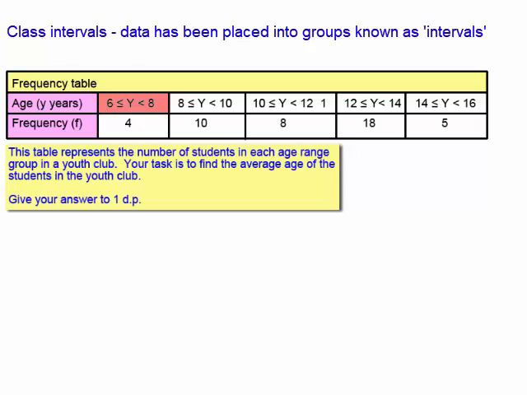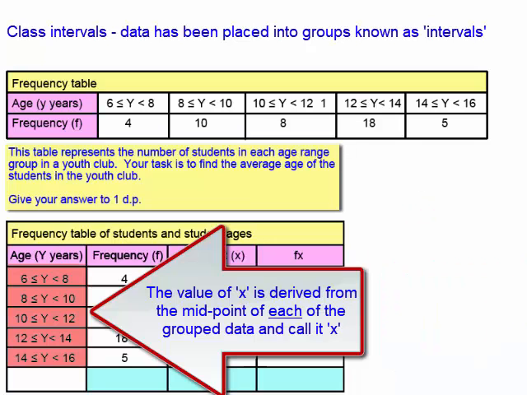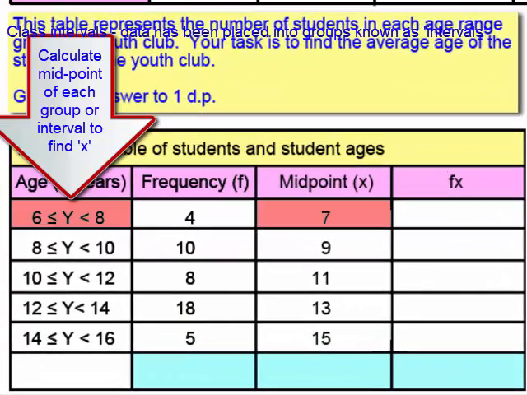In this example, the class intervals are between 6 and 8 years, 8 and 10 years, 10 and 12 years, 12 and 14 years, and 14 and 16 years. When we deal with grouped data like this, the exact value of x is not known. In this event, we take the midpoint of each of the grouped data and call it x. So the midpoint between 6 and 8 is 7, the midpoint between 8 and 10 is 9, the midpoint between 10 and 12 is 11, between 12 and 14 is 13, and between 14 and 16 is 15.